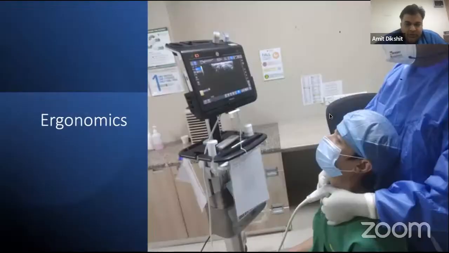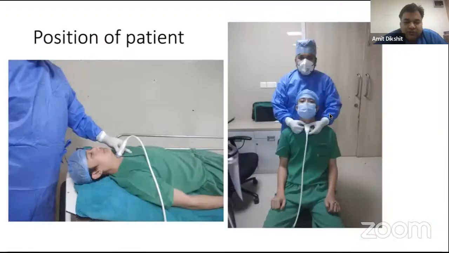Ergonomics. Sometimes we have to assess the airway in sitting position. We get numerous calls from the ICU for intubation for patients in stridor. We have to do awake fiberoptic intubation in sitting position. They cannot lie down, so you can assess the airway in sitting position. You can also assess the airway in lying down position.